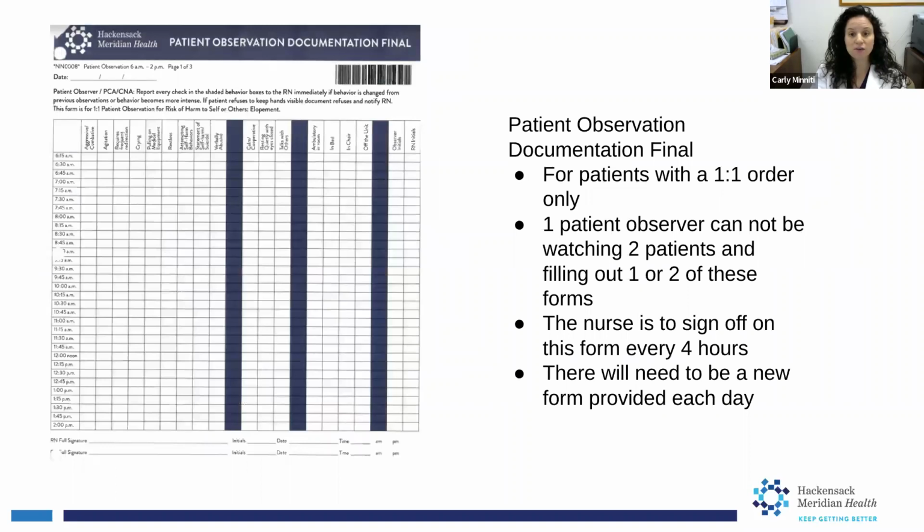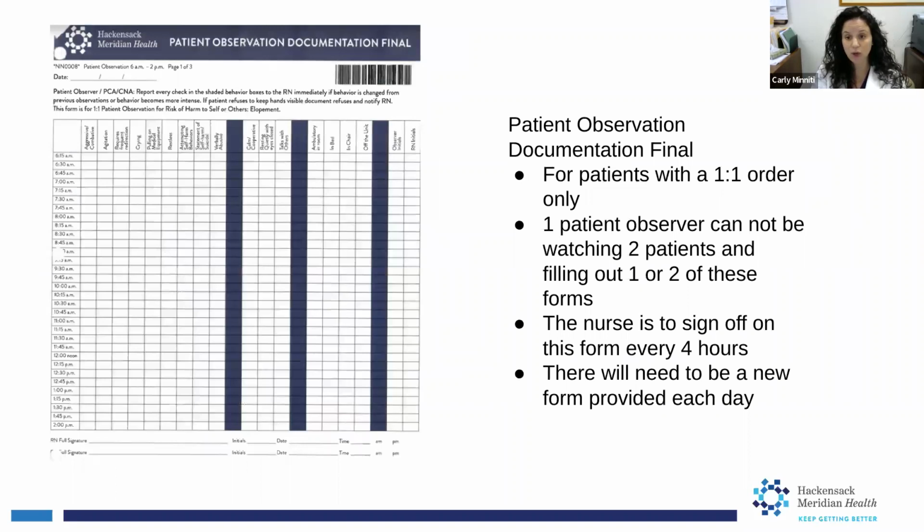This form is called the Patient Observation Documentation Final, and this is only for one-to-one patients, the highest level of observation. Patient observers can be assigned to 2 patients if they're in the same room and able to watch both patients at the same time. But they cannot watch 2 one-to-one patients. They should never be watching 2 patients and given 2 of these papers. It's really just one of these for 1 patient.